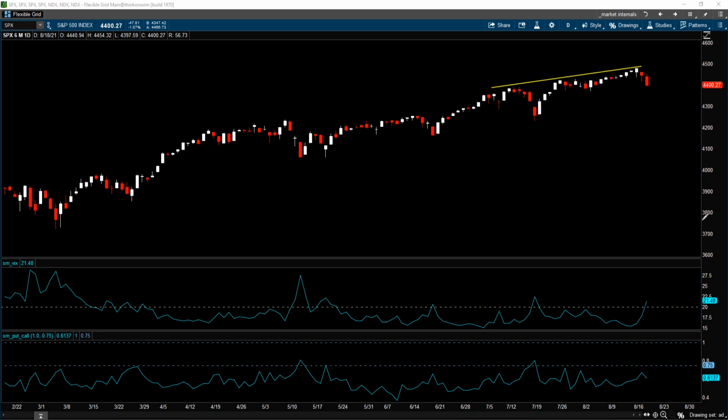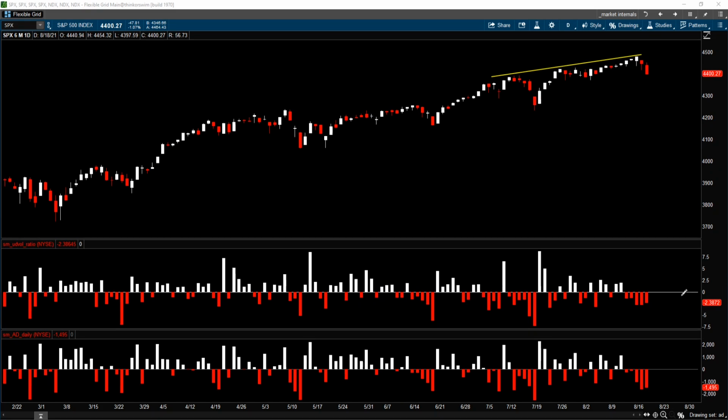Now let's take a look at the sentiment and the internals. The sentiment is sitting at 21.48, so it's inside of this 20 to 30 zone. Definitely the fear has come back into the market. And the put call ratio is still remarkably sitting underneath the 0.75. It closed at 0.61. So we'll see, will the coming day push this put call ratio up above this 0.75, and the VIX move toward the 30 level.